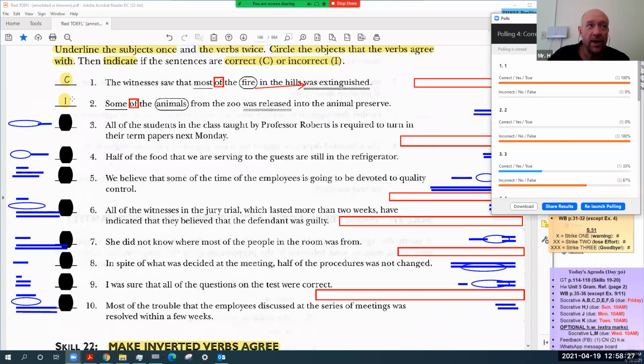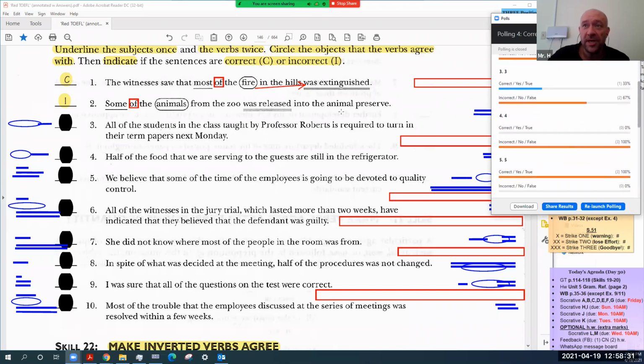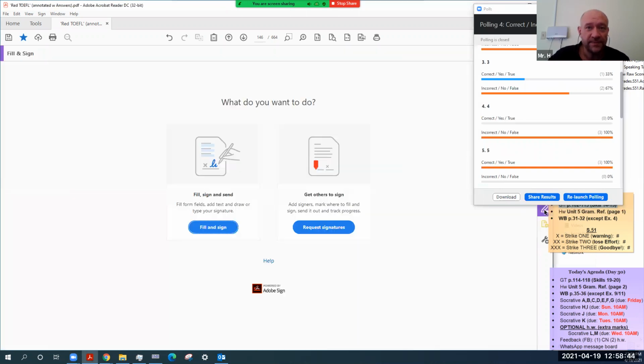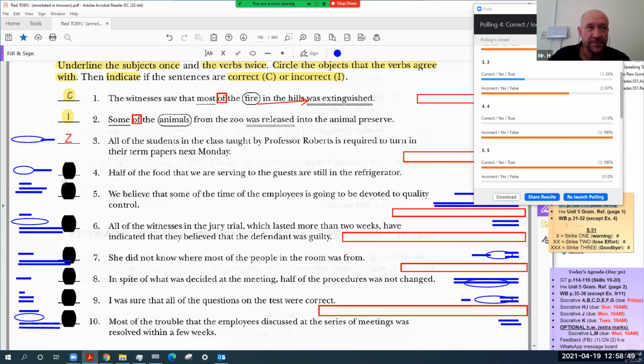Okay. Number 1, 2. I think I can skip those. Number 3. Uh-oh. We got somebody who disagrees. Oh, I forgot to change it. It should say incorrect. Okay. This example is incorrect.